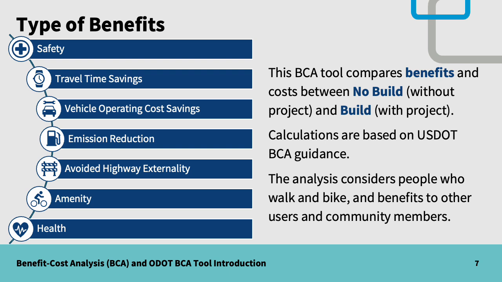This tool compares a no-build scenario, what happens if we do nothing, with a build scenario, what happens if we invest in improvements. Active transportation projects, like pedestrian and biking paths and marked crosswalks, have a range of benefits. This BCA tool includes 7 general types shown on the slide. All calculations align with US DOT guidance. Let's walk through each benefit.